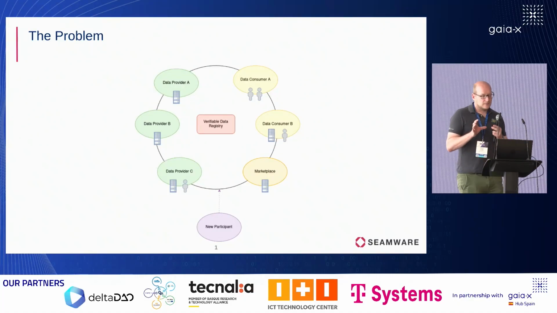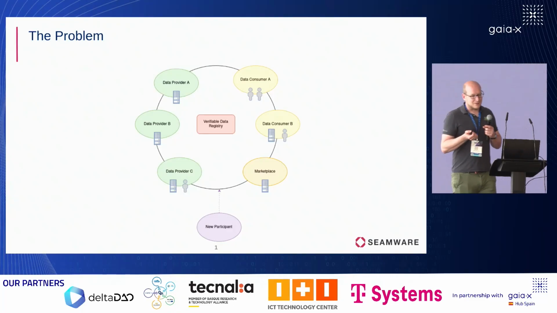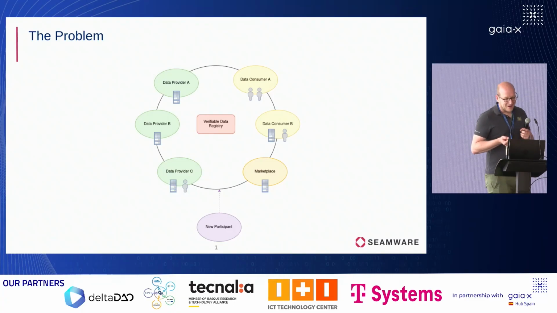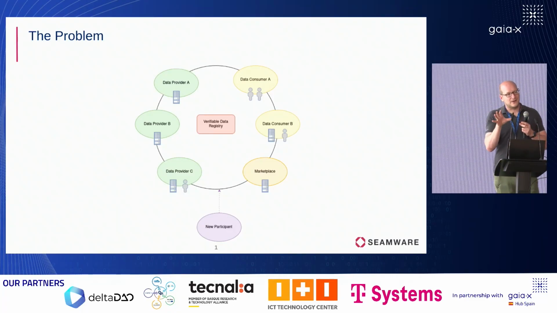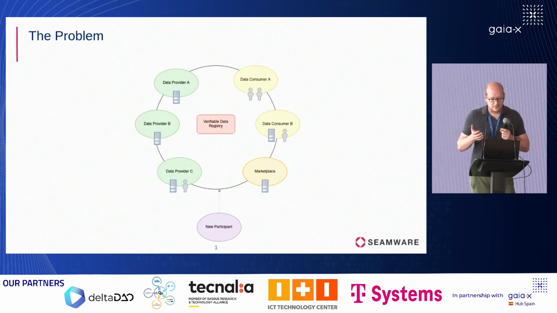In most data spaces, there is something called a verifiable data registry. Sometimes it's called trust anchor, participant registry, trusted issuers registry. I think the concrete name is still a little debatable. But there is this kind of central entity that holds the number of participants in a data space.